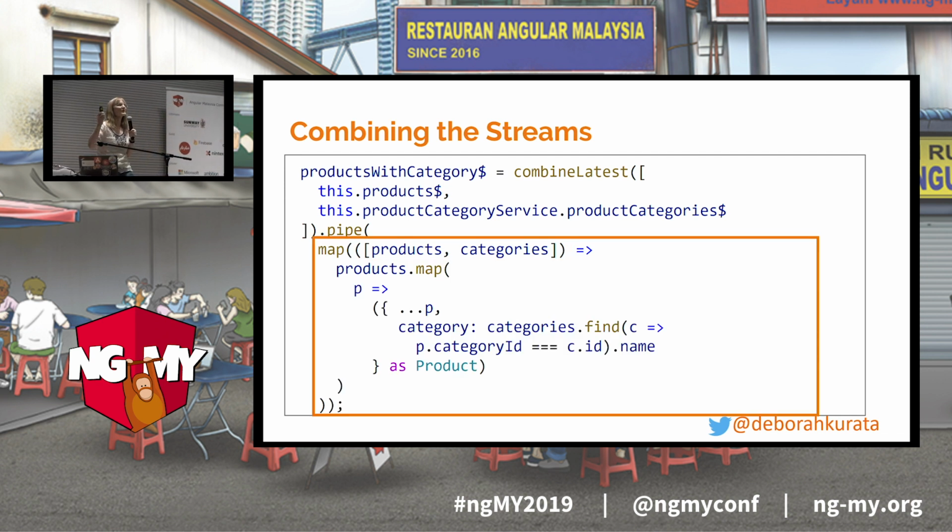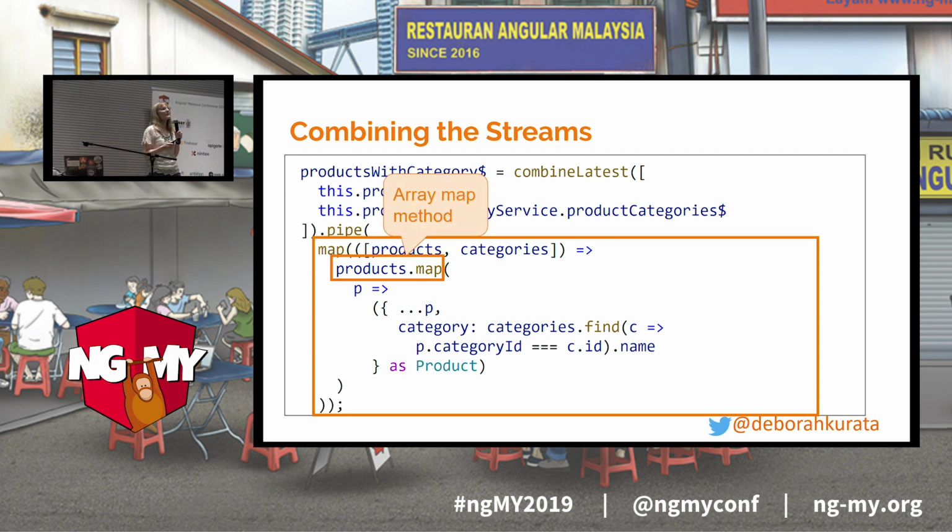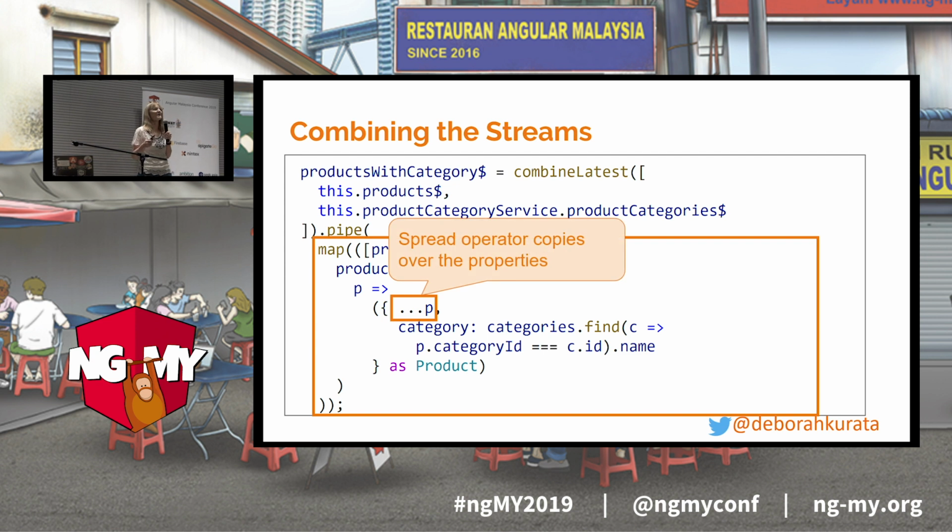So now that we have our products and our categories, we can use the products array map, and we can convert or map our product. So what we're going to do is start with the product from our product array that we got from the products$ observable, and we are going to create a new product.